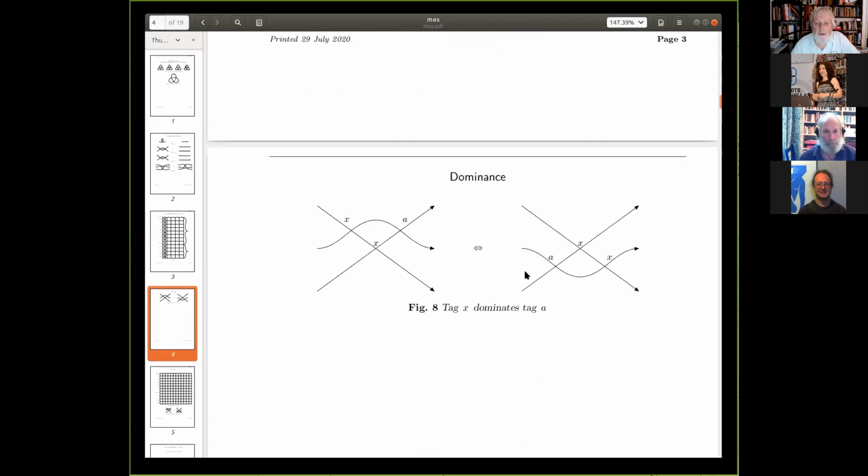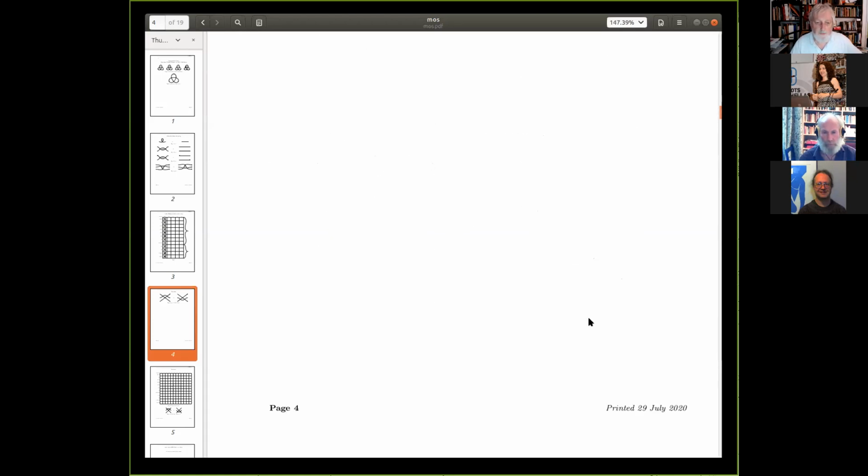We have to introduce the idea of dominance. So here, now we've got two different tags. Well, they may not be different. It's quite possible for A to be equal to X. But anyway, X dominates A if I can move an arc, which is labeled X, over a crossing labeled A, as I've done there. I know you just have to imagine that's moving over A. So that's what I mean by dominance. And I have a little table of dominance here.